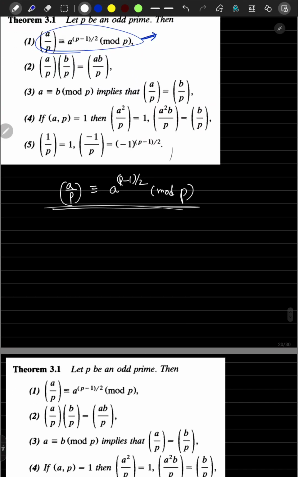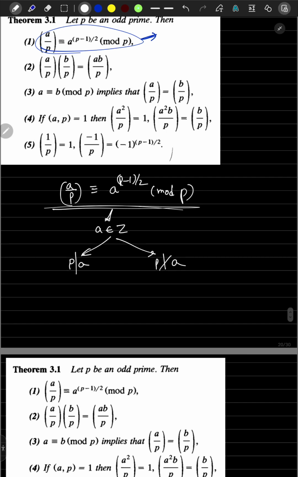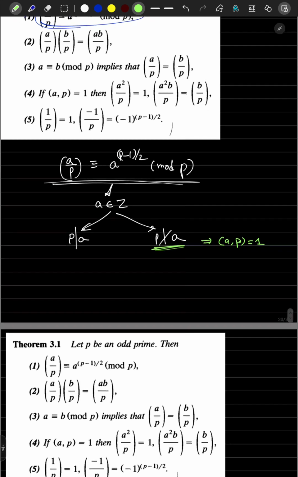Here we have two conditions. Since a belongs to Z, either p divides a or p doesn't divide a. If p doesn't divide a, since p is a prime number, then what can we conclude? GCD of a comma p is 1. So these are the two cases. Again here we have two cases, case 1 and case 2. a can be QRP, a quadratic residue modulo p, or a can be QNRP.